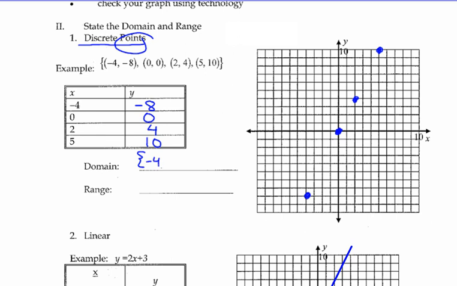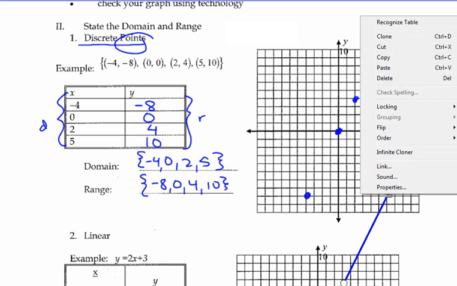-4, comma 0, comma 2, comma 5. Here's our domain, right? Here's our range. Range values would be -8, comma 0, comma 4, comma 10. Okay? So that's discrete data.